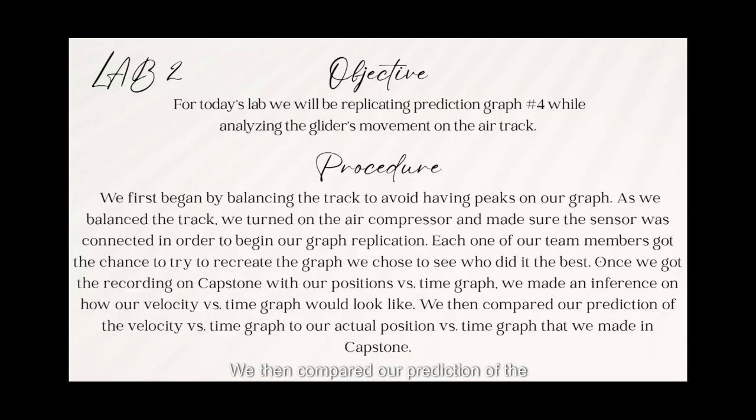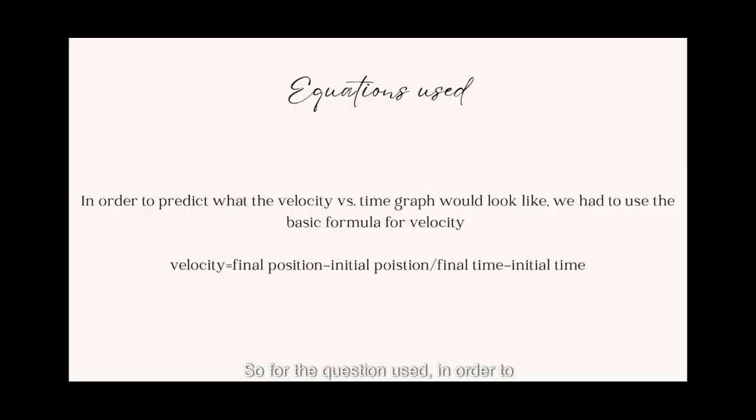We then compared our prediction of the velocity versus time graph to our actual position versus time graph that we made in Capstone. So for the equations used, in order to predict what the velocity versus time graph would look like, we had to use the basic formula for velocity, which is velocity equals final position minus initial position divided by final time minus initial time.